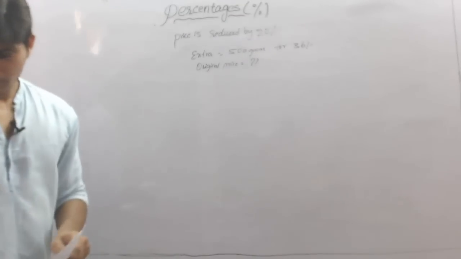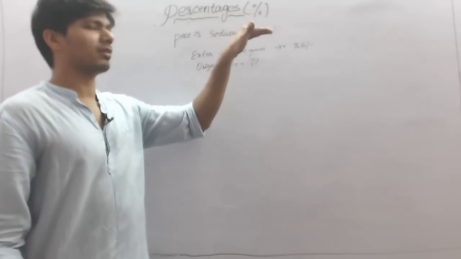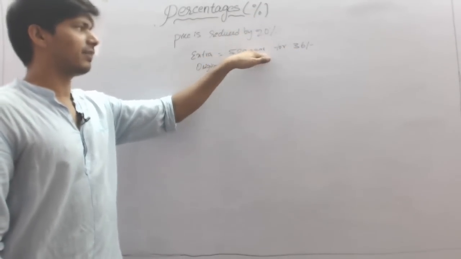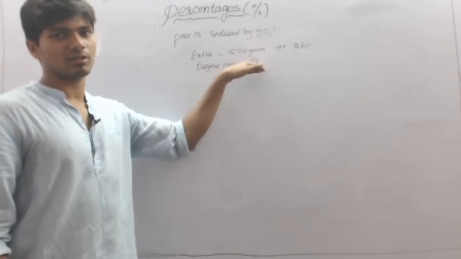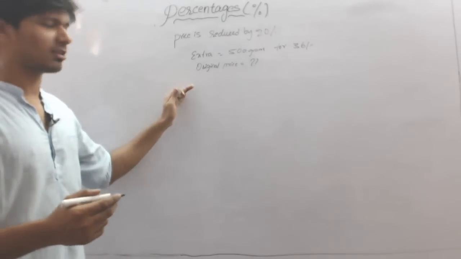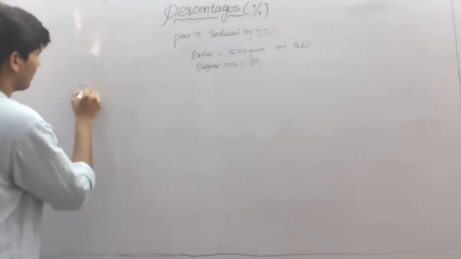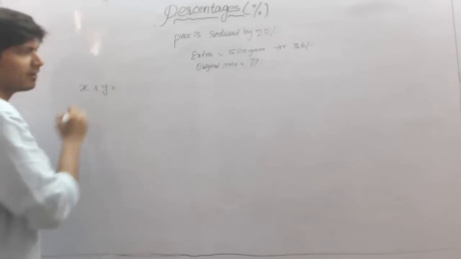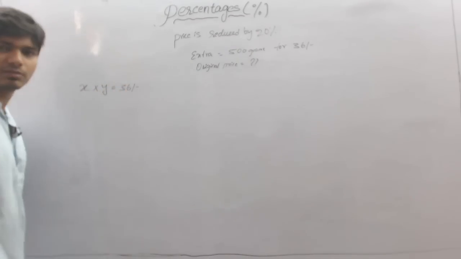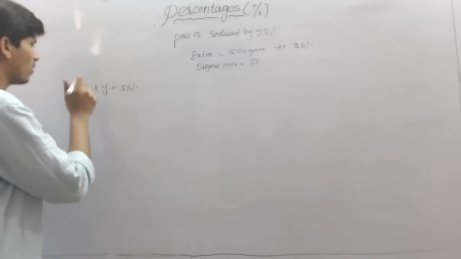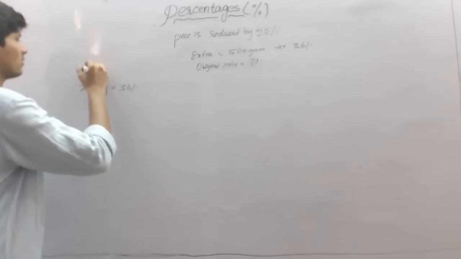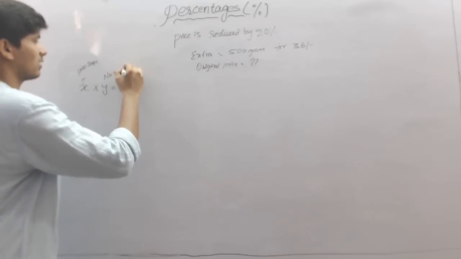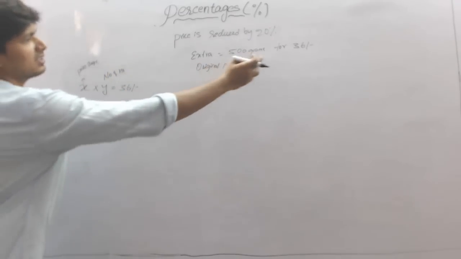How? The price is reduced by 20%. Now after reducing the price, for the same amount, he gets 500 grams extra. Now what is the original price? How do you solve? Let's solve it by the conventional method. Let the price of the sugar per kg be X, the number of kgs he bought be Y, that gives the value 36. Price of the sugar into number of kgs is this value.